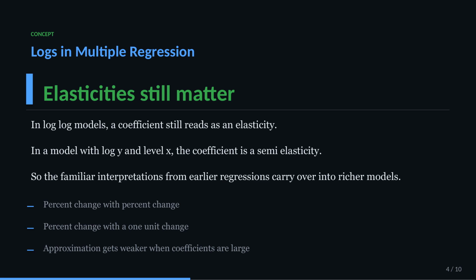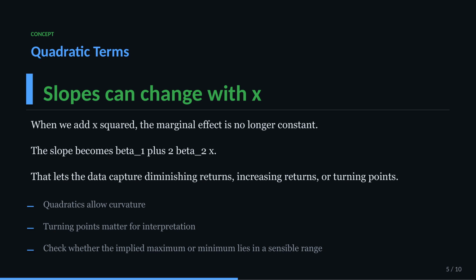Quadratic terms are where people often slow down. Once you include x squared, the slope on x is no longer constant. The marginal effect becomes beta 1 plus 2 times beta 2 times x. That means the effect depends on where you are in the data. Returns can diminish, increase, or even eventually reverse. So, whenever a quadratic term is in the model, the right question is not just what are the coefficients. The right question is what slope do they imply at meaningful values of x.